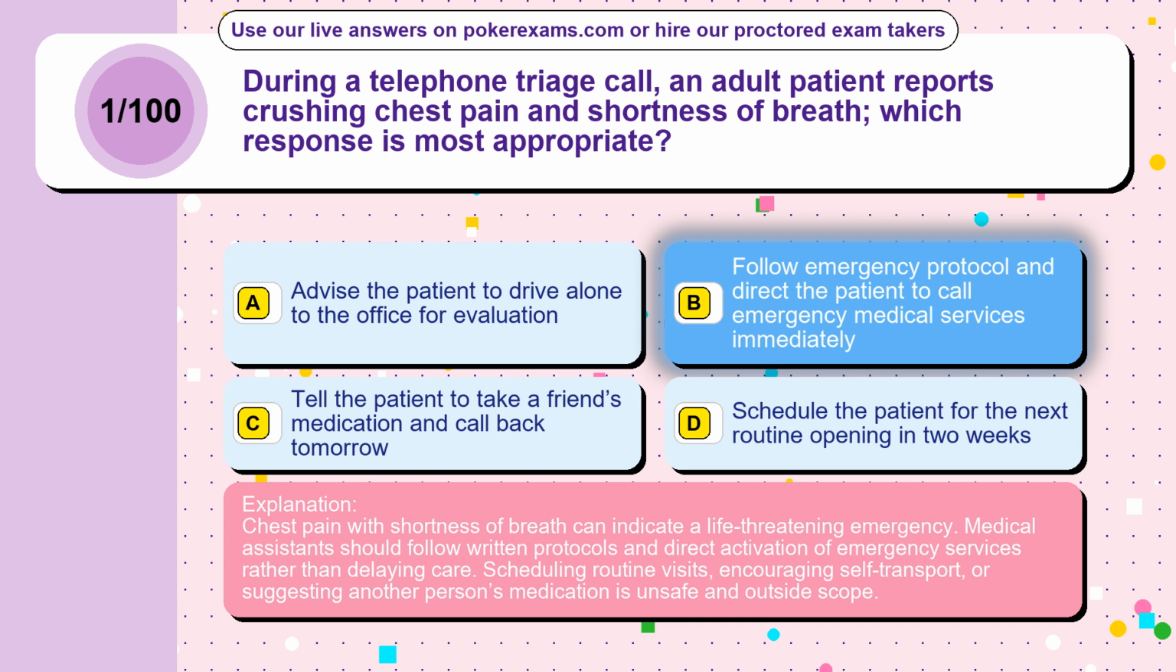Chest pain with shortness of breath can indicate a life-threatening emergency. Medical assistants should follow written protocols and direct activation of emergency services rather than delaying care. Scheduling routine visits, encouraging self-transport, or suggesting another person's medication is unsafe and outside scope.